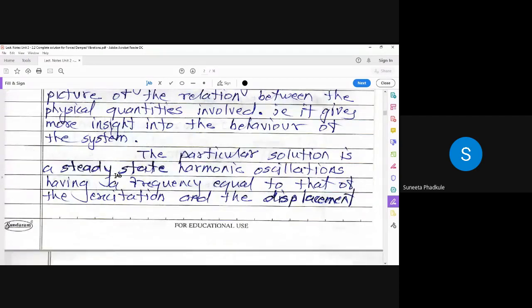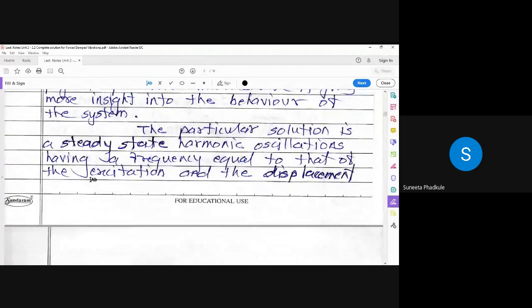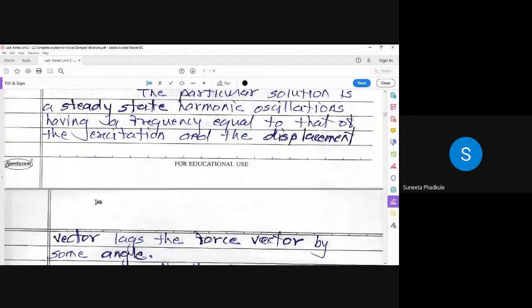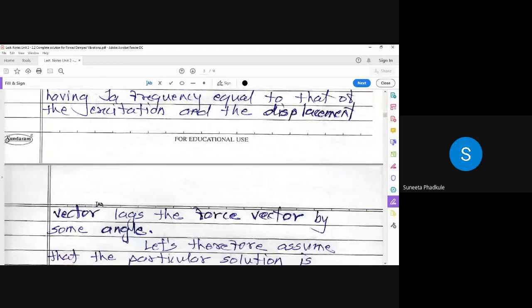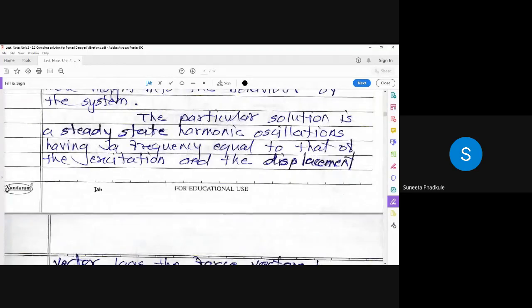The very important part is that the particular solution is a steady state harmonic oscillation having a frequency equal to that of the excitation frequency, and the displacement vector lags the force vector by some angle. Whatever I have just told you, I know you might have understood hardly 50%, but again I will read it because this is the solution.